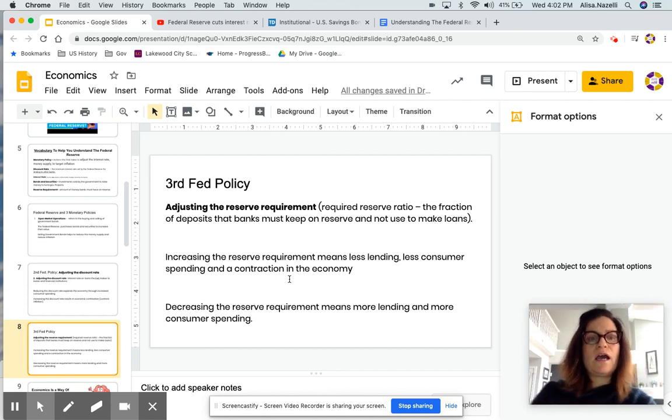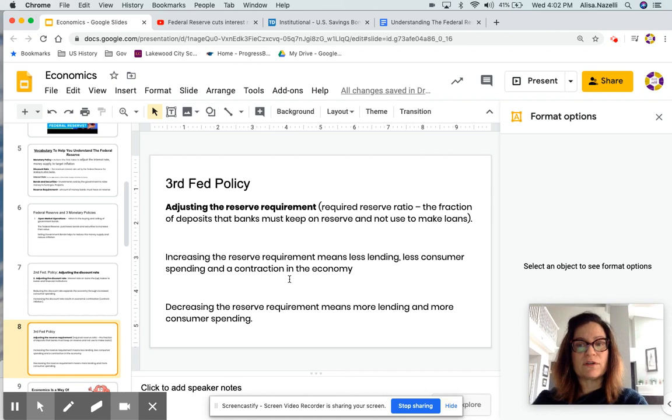Okay, when they decrease the reserve requirement, that means simply that banks keep less money in reserve and they loan more money out to stimulate the economy, to get us, the consumers, spending.